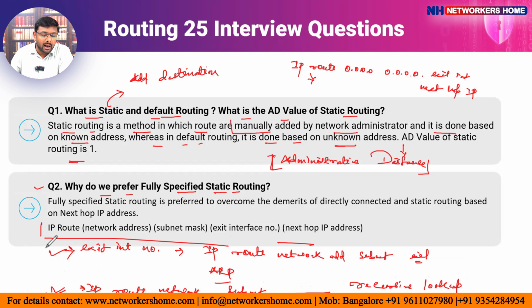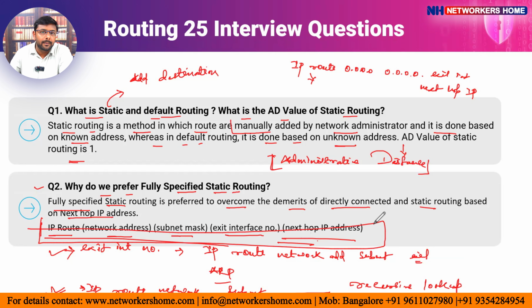To overcome that, we have fully specified static routing, which is preferred to overcome the demerits of the directly connected static routing and the routing based on the next hop IP address. So what does the command say? IP route, network address, subnet mask, exit interface number, and the next hop IP address. This is the complete, fully specified static routing command.